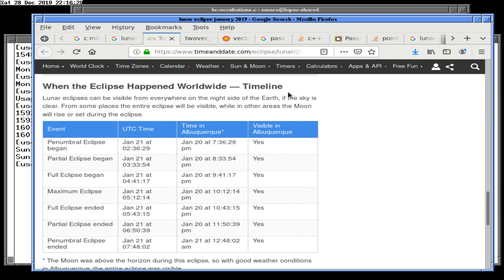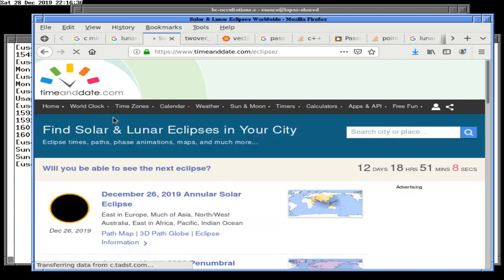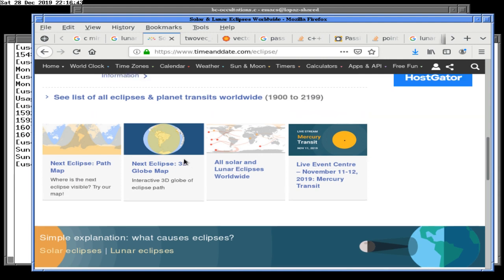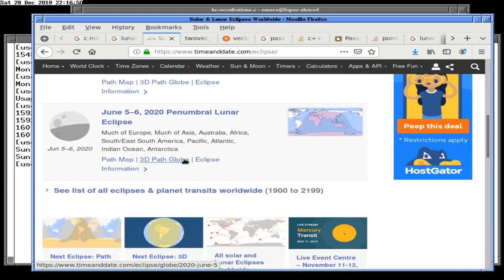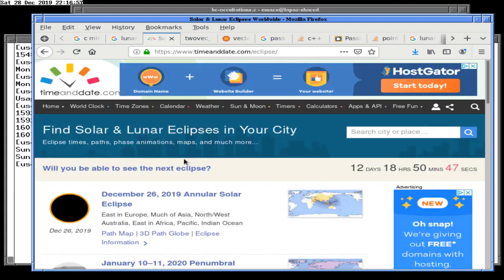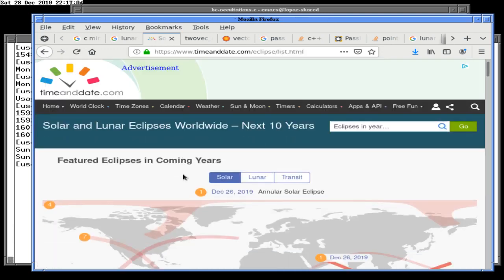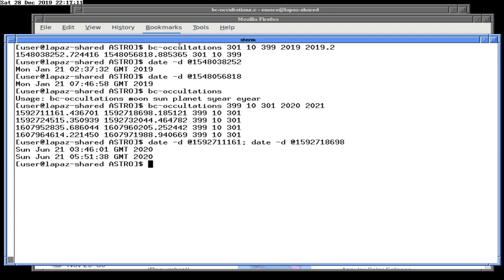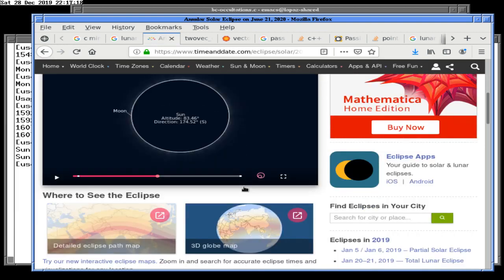Let's see if we can just do it right from here. Eclipse information, eclipses, lunar, penumbral lunar. What? Where's the rest of them? That's pretty bad of them to not be showing all of them. I guess we can see a list of all eclipses and planet transits worldwide, but I'm not too happy about that. Lunar. Okay, so June 20. Wow. So it really is the first one. And if it goes from 3:56 to whatever time, we are going to be pretty confident about at least a portion of this.